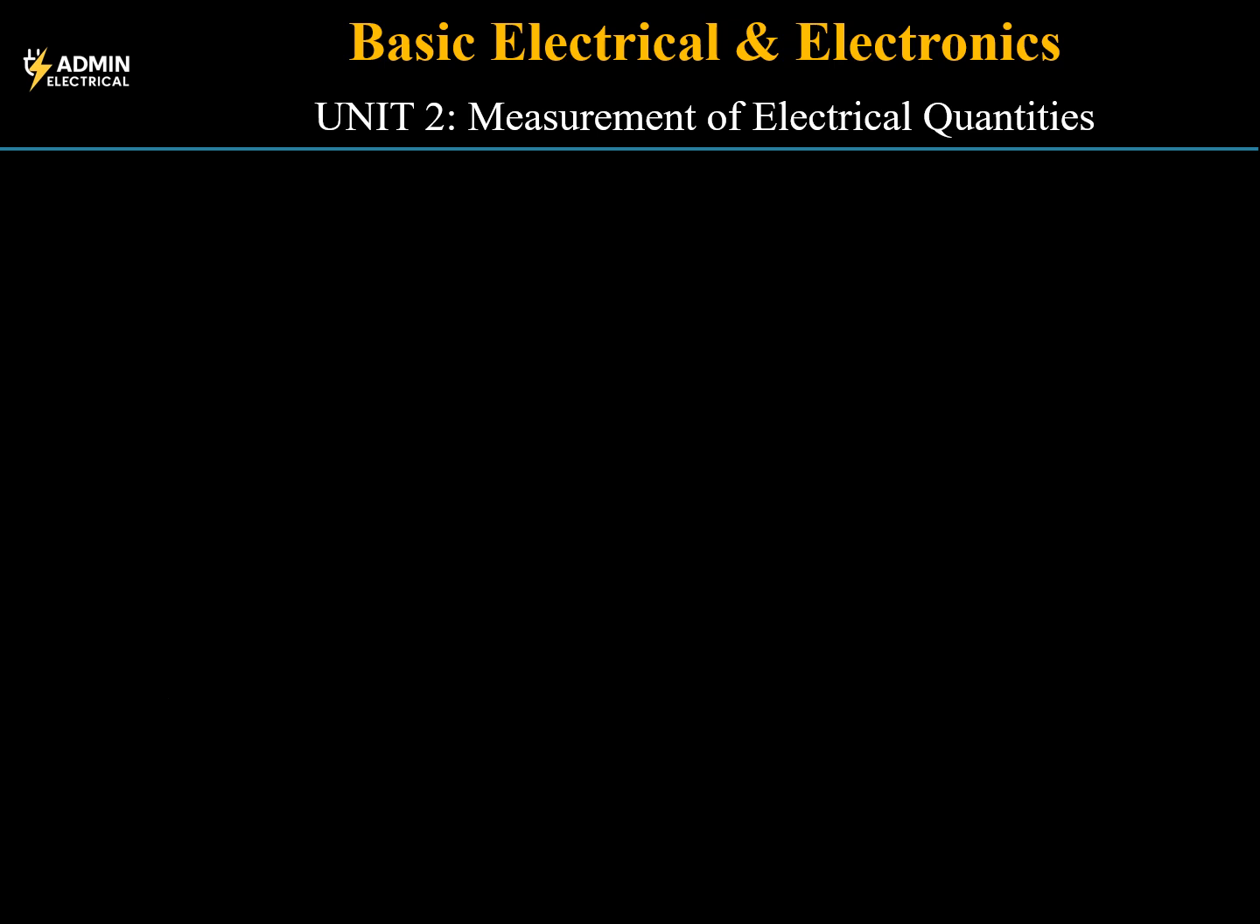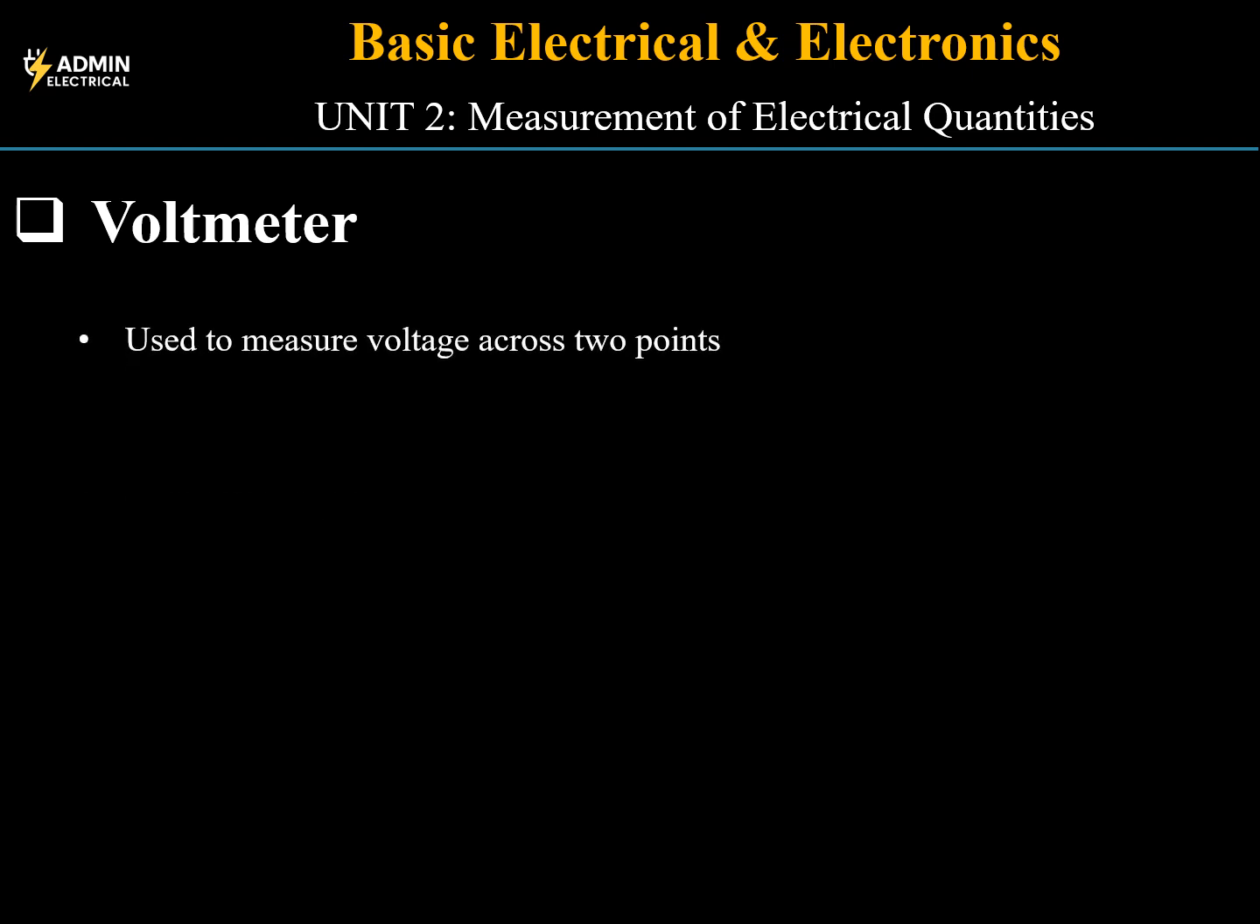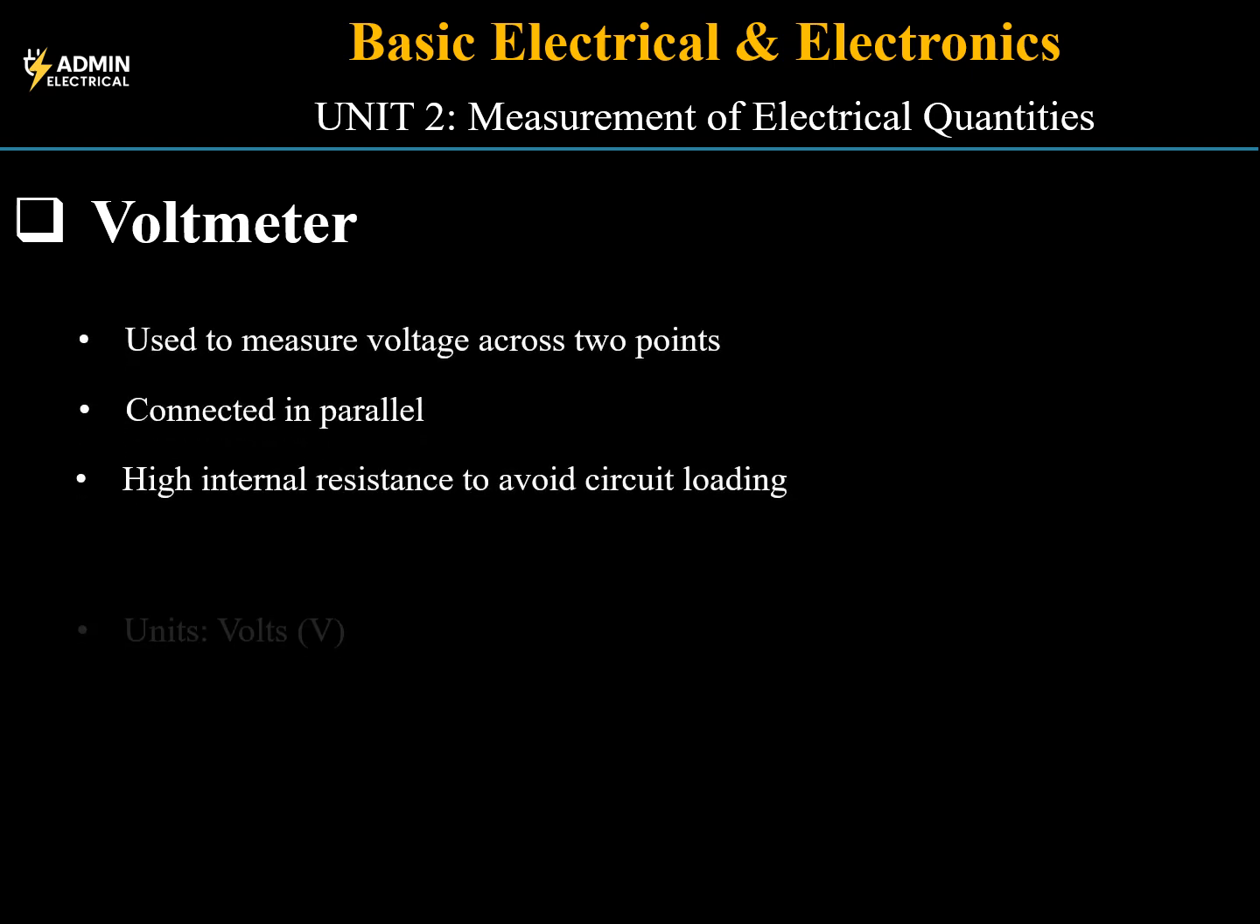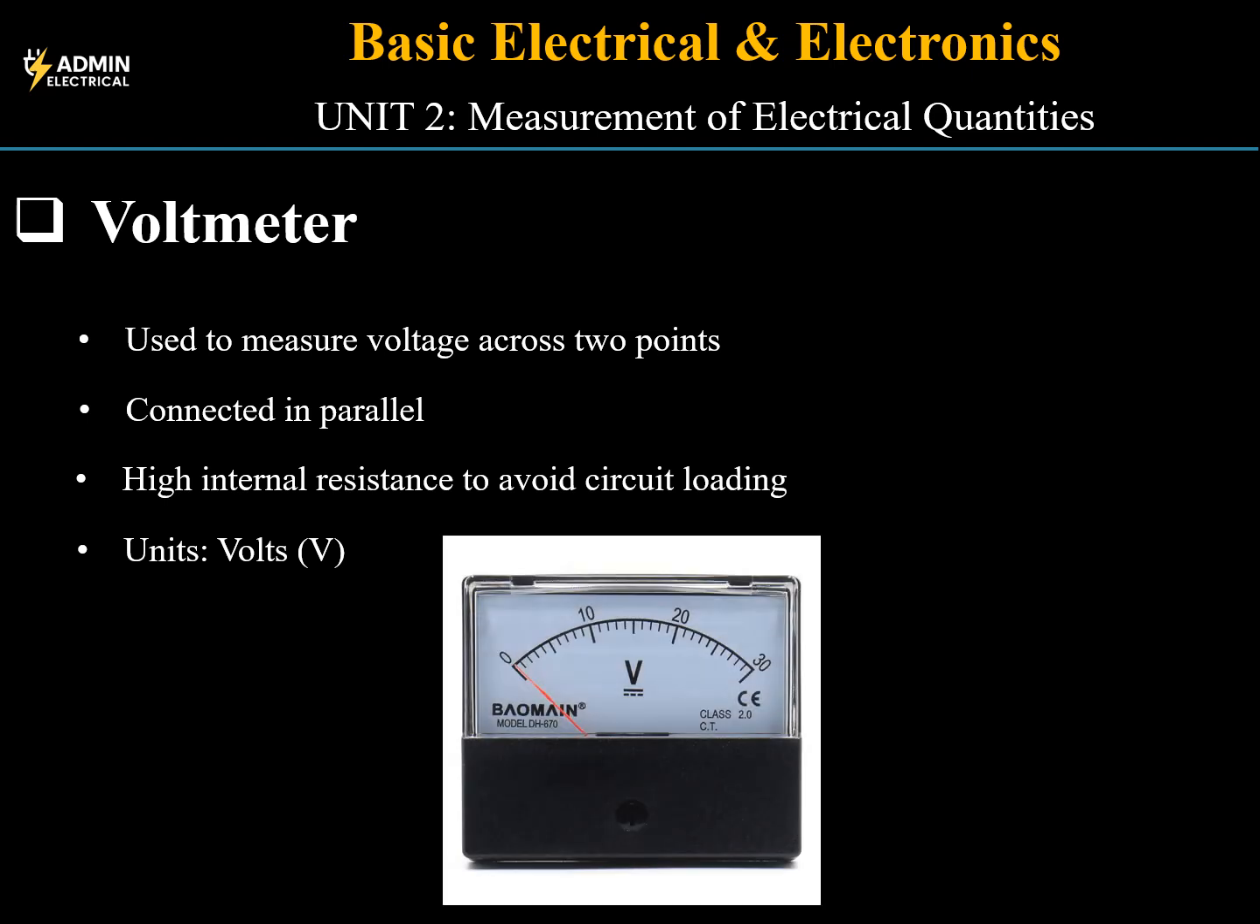A voltmeter is used to measure the voltage across two points in a circuit. It is always connected in parallel, so it can compare the potential difference between two terminals. It must have high internal resistance, so it doesn't draw current or affect the circuit. The unit of voltage is volts, V.